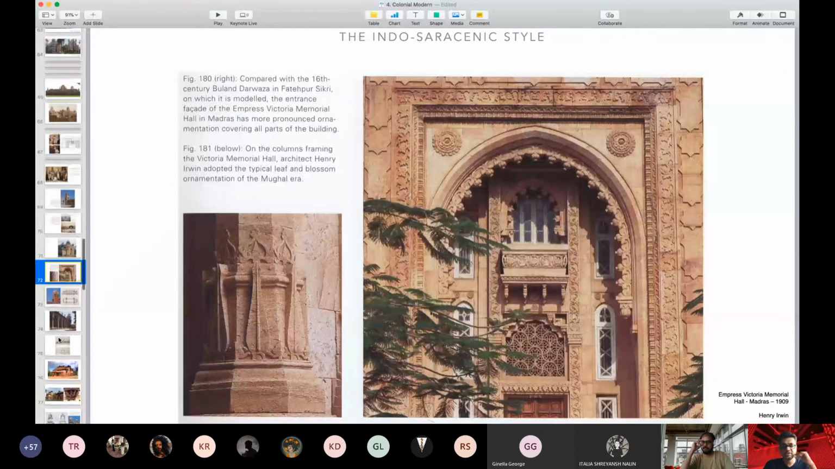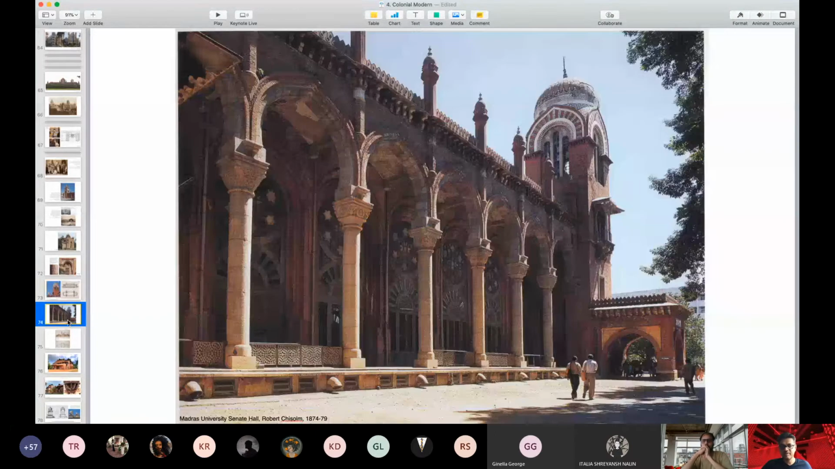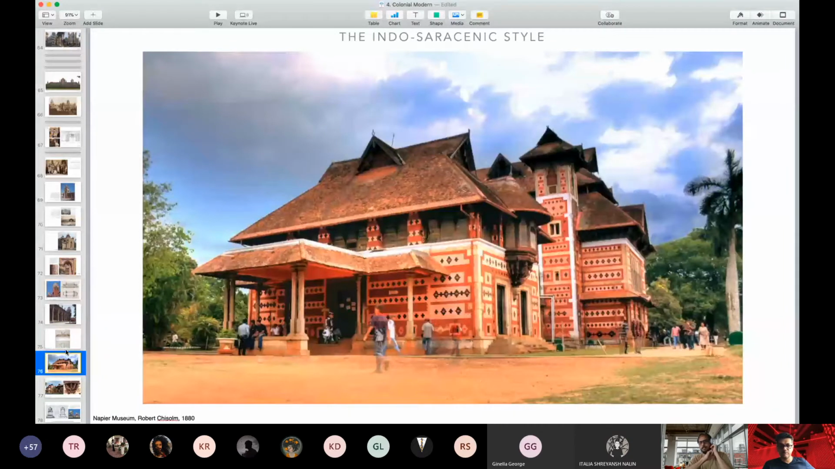And you have this, which is the Senate Hall in Chennai, beautiful Islamic-influenced decorative work on a simple plan. You can see the large windows influenced by the Gothic, but not quite Gothic. And this Indo-Saracenic comes in a variety of different flavors. This, for example, is a building built in Trivandrum by Robert Chisholm. It's called the Napier Museum, that tries to evolve a uniquely Kerala version of the Indo-Saracenic.